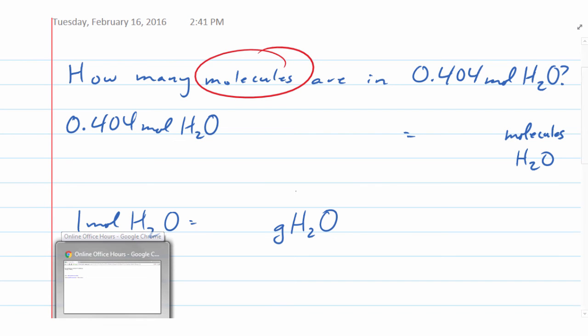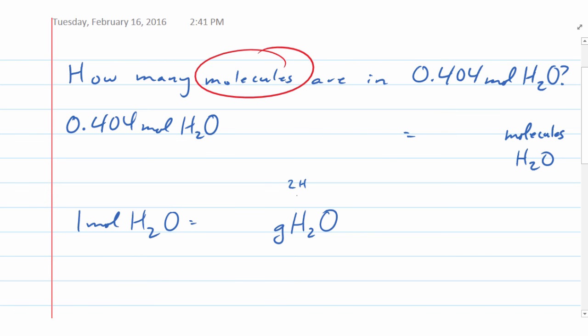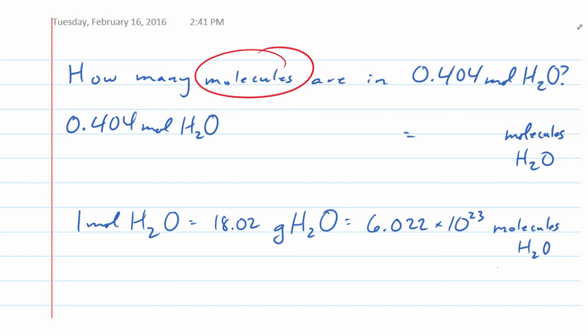Well, for grams, we've got 2 hydrogens, we got 1 oxygen, 18.02. We did this one the other day. It's 18.02 grams. So 2 hydrogens at 1 each, or 1.008, and 1 oxygen. And then we want to put in Avogadro's number, 6.022 times 10 to the 23rd. The label on here is going to be molecules of H2O, because water is a molecular compound, and molecular compounds are made out of molecules.